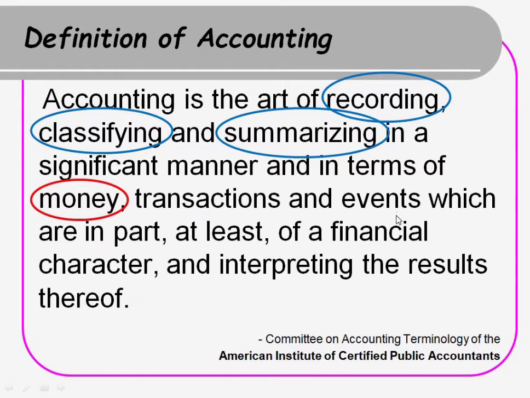Transactions and events, meaning the happenings in the life of an economic entity, which are in part at least of a financial character. Again, the same idea is conveyed here in monetary terms. And interpreting, which is the fourth phase, the results thereof. Again, the words encircled in blue are the so-called 4 phases of the accounting process, which will be discussed in detail in another video.